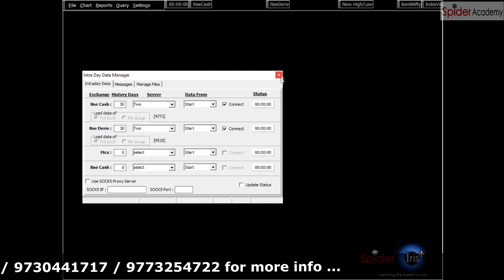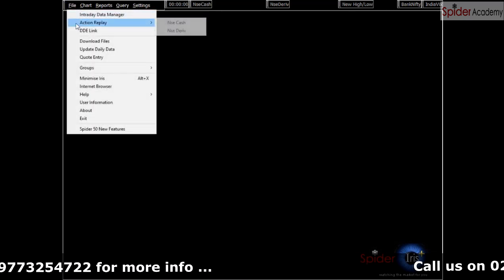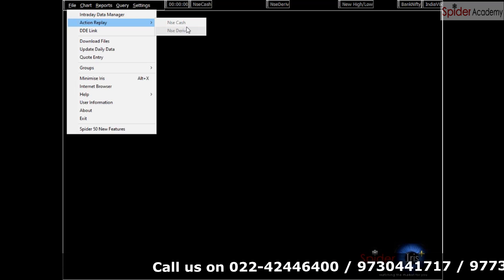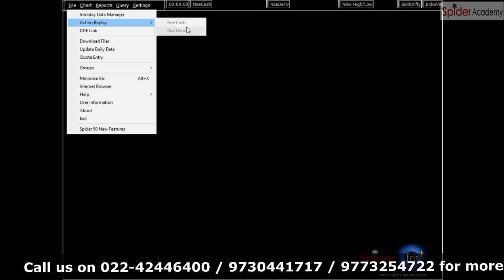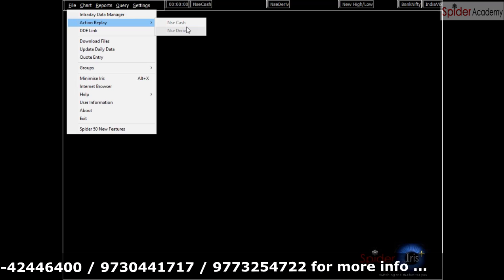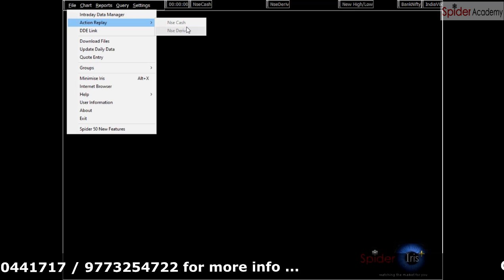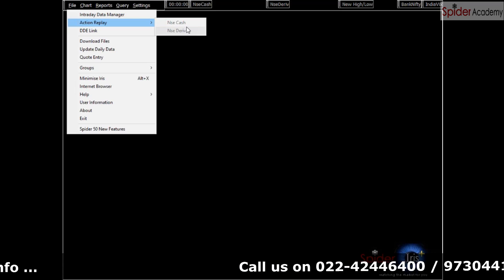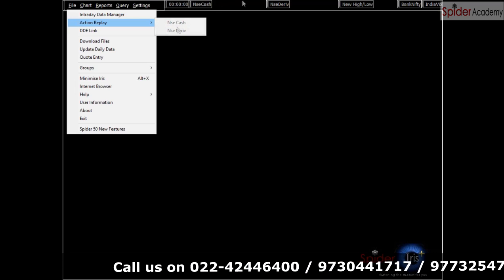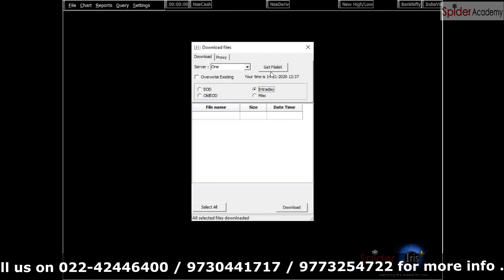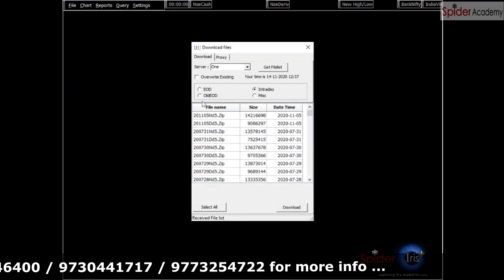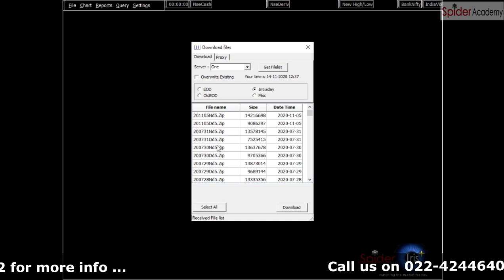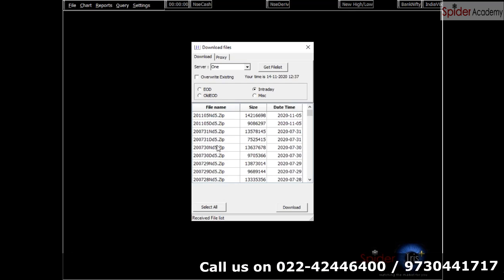So what you can do is simply connect to Action Replay. Action Replay is a kind of recorded version of the entire day. You just need to download it at the end of your trading session, after 3:30. It comes around 3:35 or so. You can download it from download files, intraday, and you'll get a D4 file format. It stays there till late evening, like 10:30 or so, and then it's converted to D5.